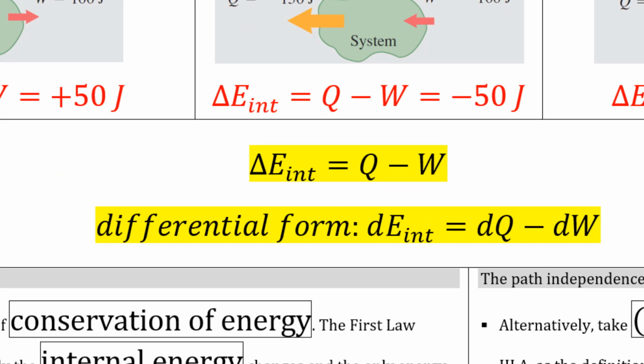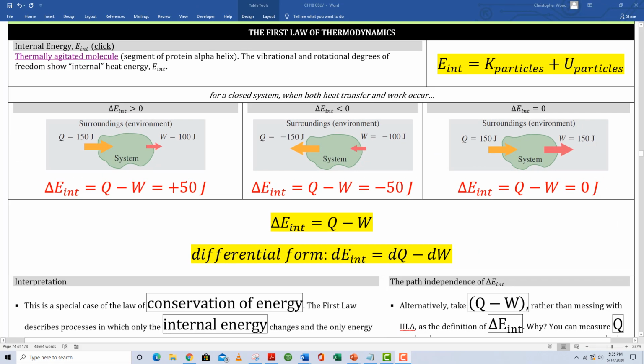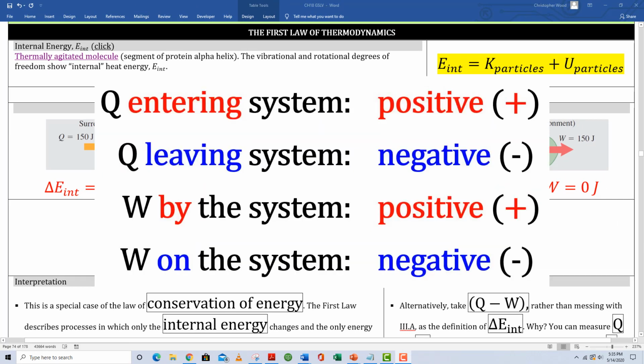A lot of times you'll need to be working with calculus, so this is the differential form of the first law. It's basically keeping track of three types of energy: your internal energy, heat energy, and work. In one sense, it's straightforward, but you do have to really keep track of things carefully. For example, heat flowing into a system gets counted as a positive. Heat flowing out of a system gets counted as a negative. If the system does work on the environment, that gets counted as a positive. If the environment does work on the system, that gets counted as a negative.